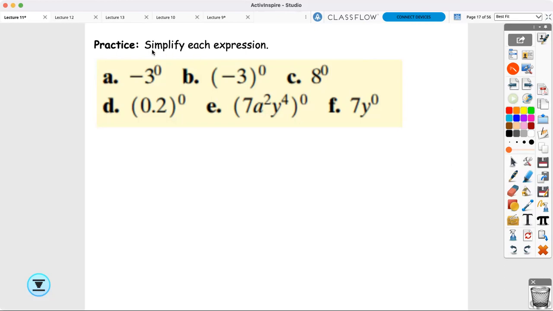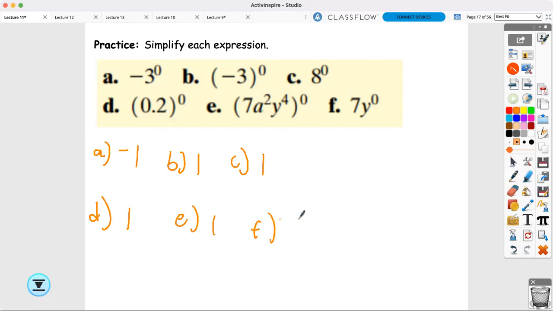I forgot this is a video and the chat doesn't go into the video. So A is -1, B is 1, C is 1, D is 1, E is 1, and F is 7. So far, good job, guys. All right, let's keep moving on.